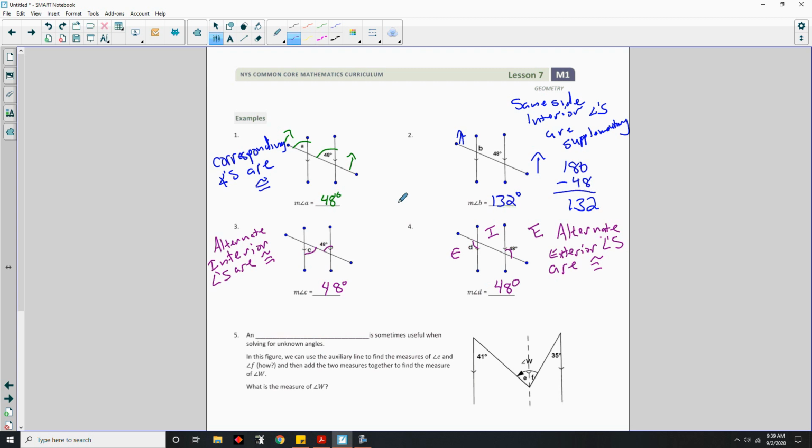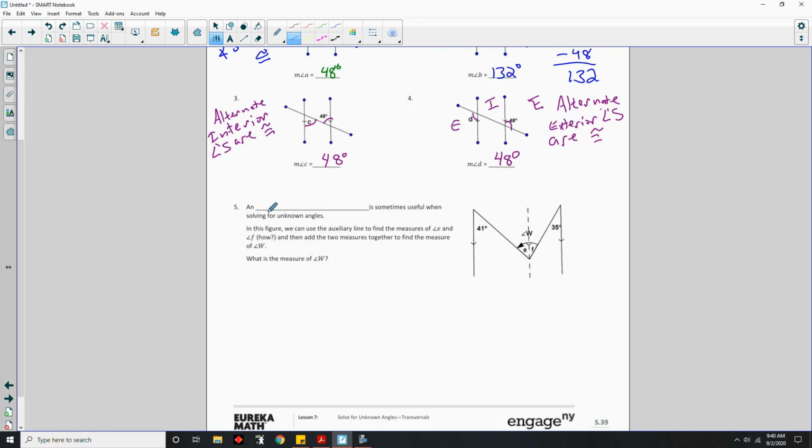So let me say something about this. If we have diagrams with two parallel lines and a transversal, either the angles are congruent or they're supplementary. Period, the end. Okay, so if they're both acute, they're congruent because two angles less than 90 can't add up to 180. If they're both obtuse, they're congruent because two obtuse angles cannot add up to 180. 101 plus 101 is 202. It can never equal 180. 91 plus 91 is 182. Okay? Number 5. And blank is sometimes useful when solving for unknown angles.